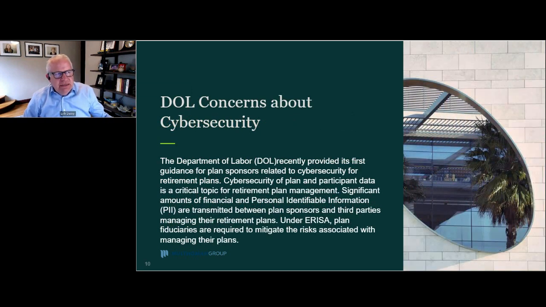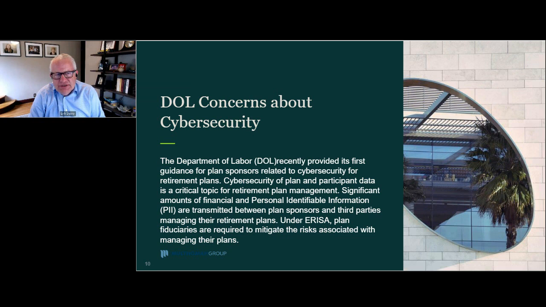The second issue that does impact these systems of organizational control has to do with the most recent uptick in Department of Labor concerns about cybersecurity. The Department of Labor has issued what I'll call guidance for plan sponsors on cybersecurity risks. We've begun to see a significant increase in audit activity from the Department of Labor where they're questioning cybersecurity.